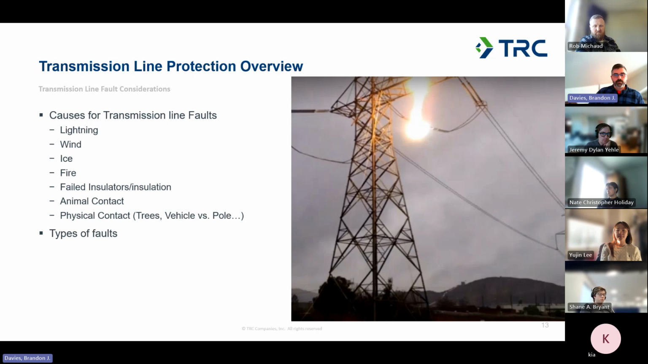How about different types of faults? What kind of faults could we expect to have to encounter as a protection engineer? Lightning, earthquake, and another disaster like a storm, wind, and so on.